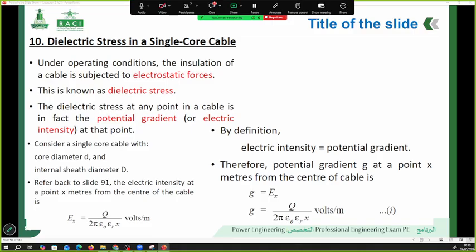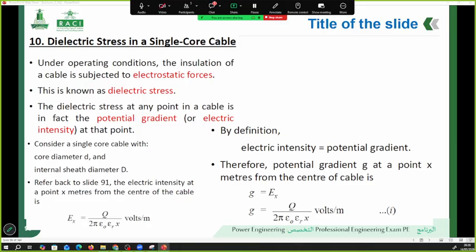So this slide introduced the concept of the dielectric stress in a single core cable, which is a crucial factor in cable insulation design and performance. Under normal operation conditions, the insulation surrounding the conductor is subject to electrostatic forces due to the applied voltage. This phenomenon is referred to as the dielectric stress.